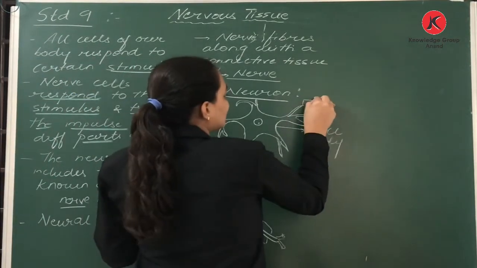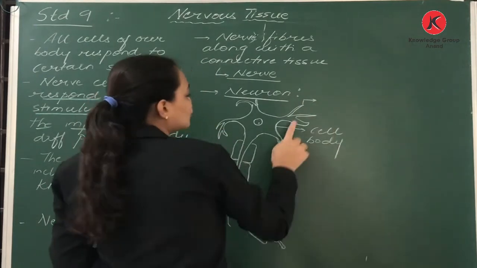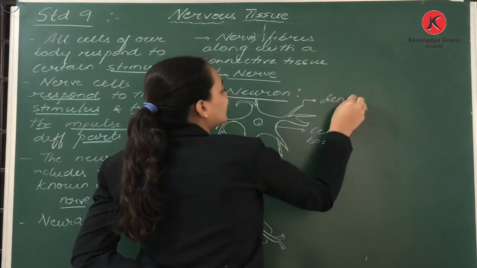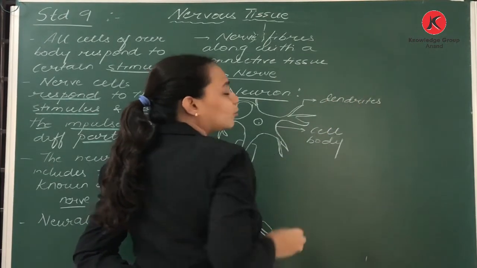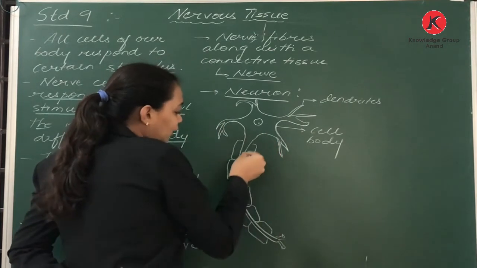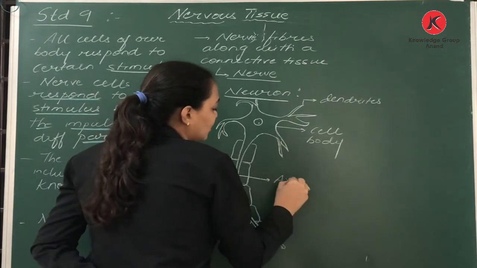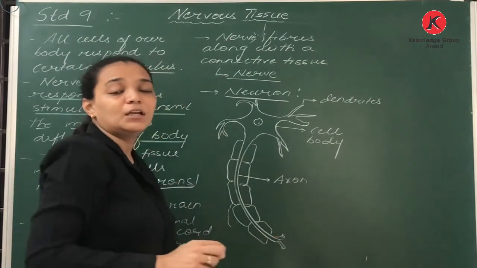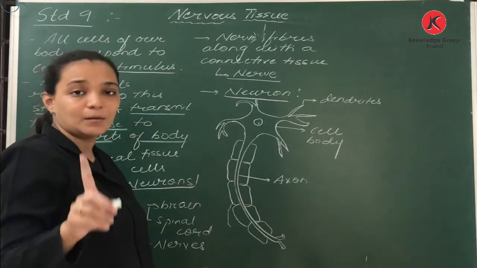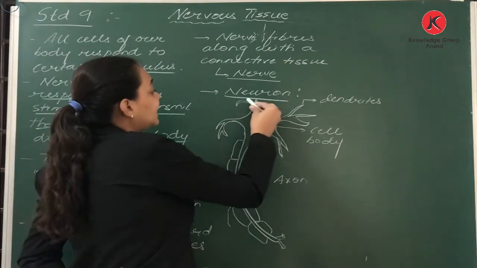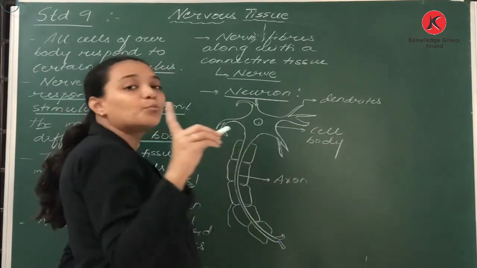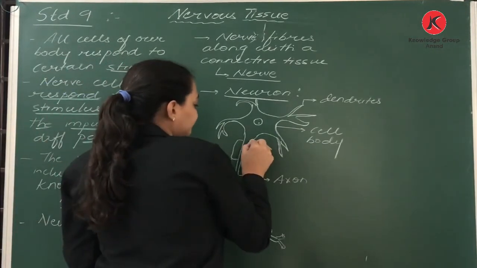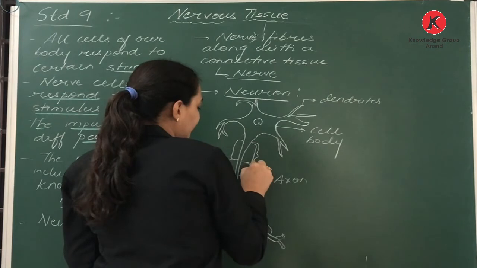These processes or extension-like structures which you can observe on all four sides, these are known as dendrites. The elongated structure which you can observe within is known as the axon. So every nerve cell will be having one cell body. There will be many dendrites and there will be one single axon.